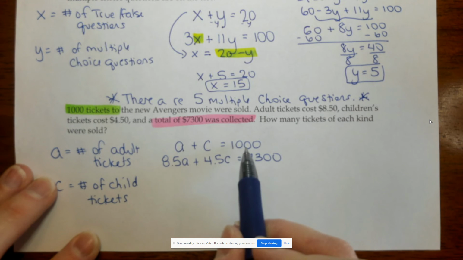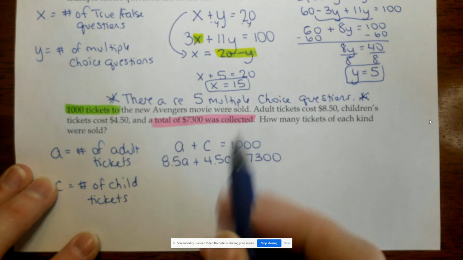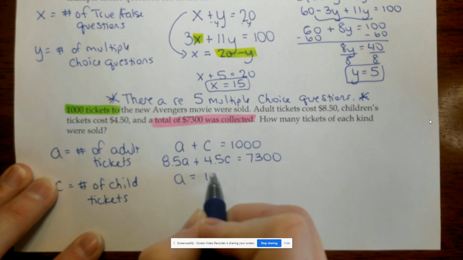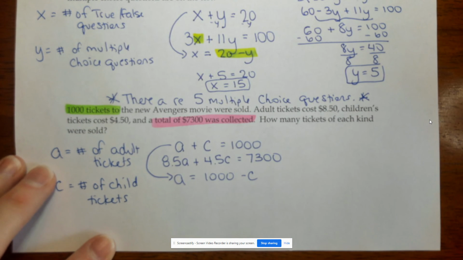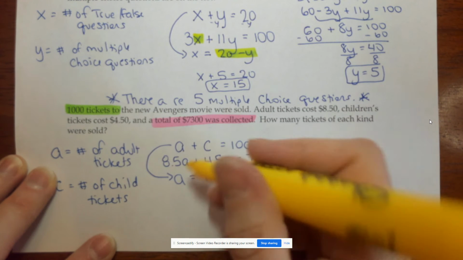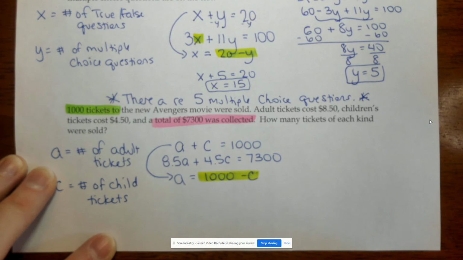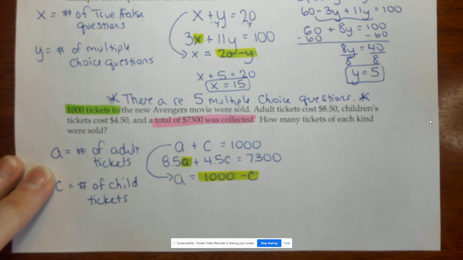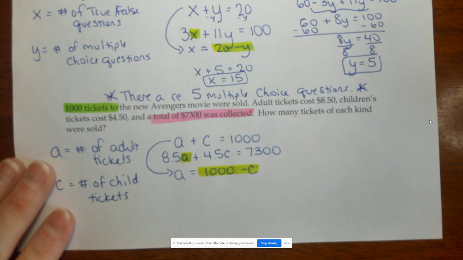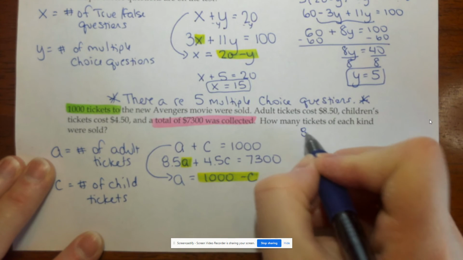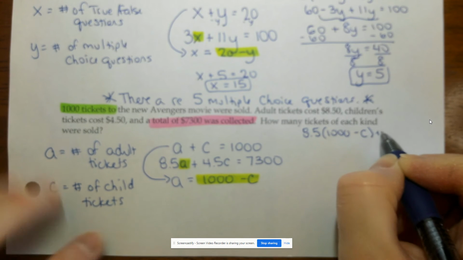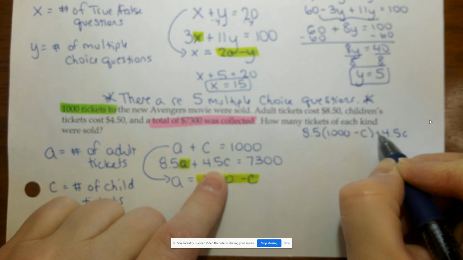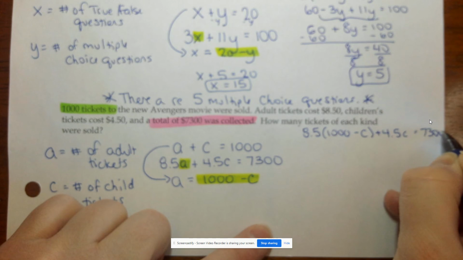So the first equation is the easiest one to rewrite. So I might take away C from both sides and get A equals 1,000 minus C. It's just a rewrite of the first equation. Now, anywhere that I have A in the first equation, I can put 1,000 minus C in its place into that second equation. I rewrote the first one. I'm going to substitute it into the second one. So 8.5 times 1,000 minus C plus the 4.5C has to equal 7,300.